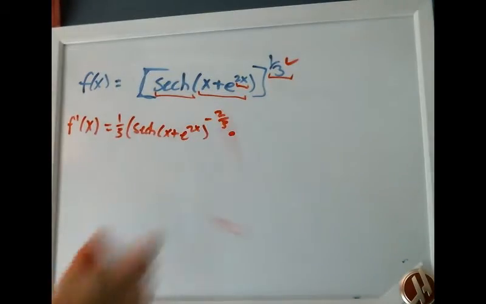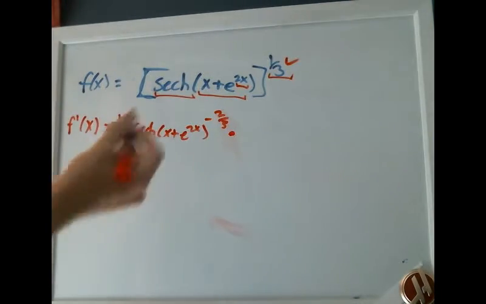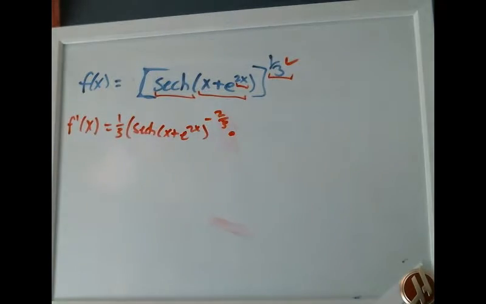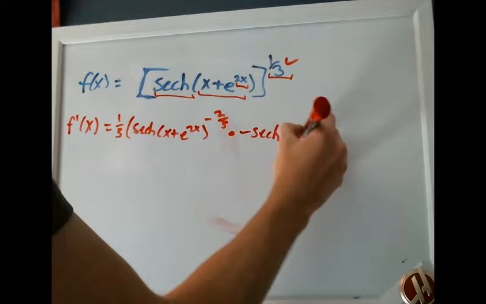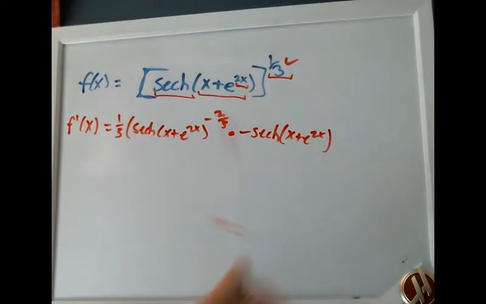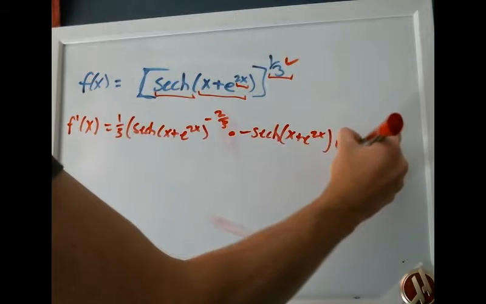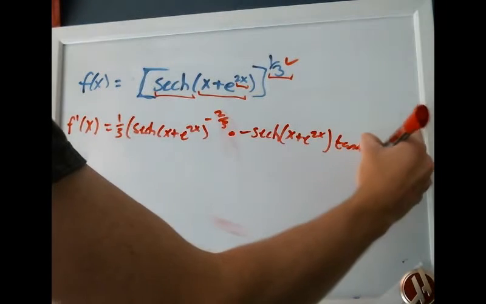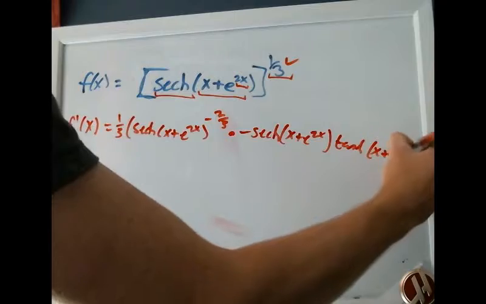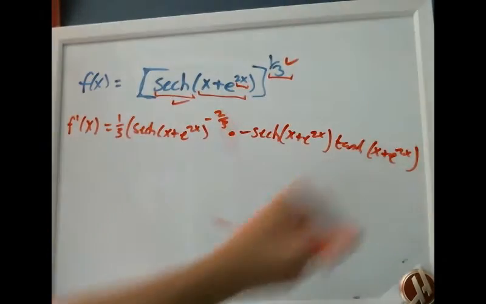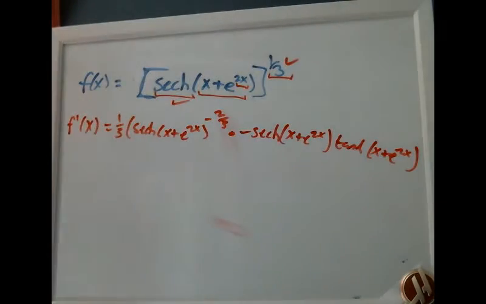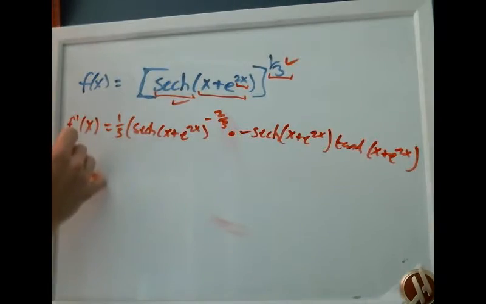Now let's work our way in. The next step is the derivative of secant hyperbolic, which is negative secant hyperbolic of the angle x plus e to the 2x, remember that does not change, times tan hyperbolic of the angle x plus e to the 2x. Okay, there we go, and that is just from your trig hyperbolic functions, and that is your derivative of secant hyperbolic. Now remember, that's the derivative of the outside. Let's work our way in.